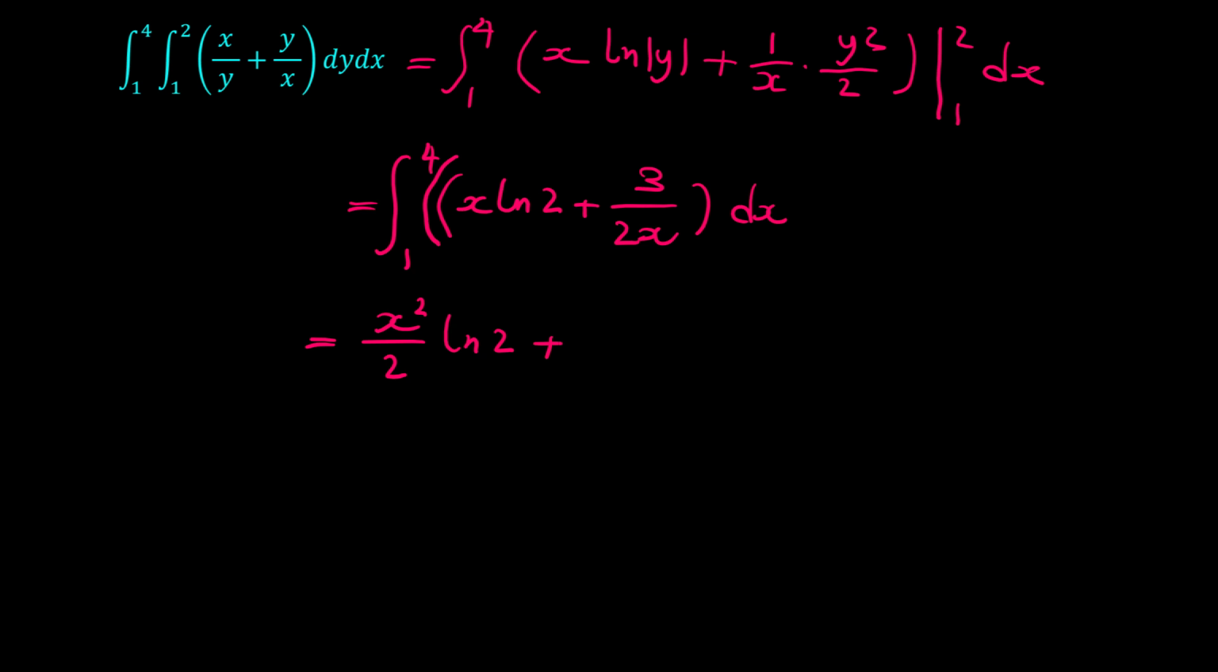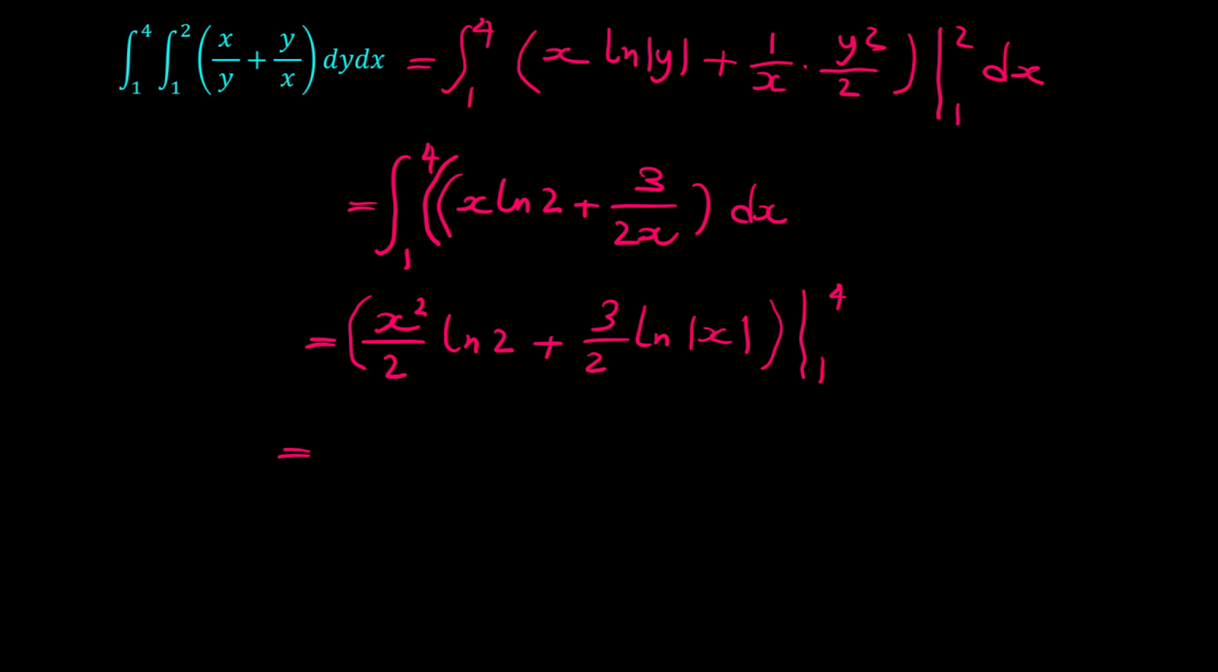What about the next one? 3 over 2 is a constant, a coefficient. Put it outside as a coefficient, leave it. Integral of dx over x is ln x. So the integral of this term is 3 over 2 ln x, or ln of the absolute value of x, from 1 to 4. If we plug in 4, and plug in 1, and subtract these two from each other, we can find the value of the integral.